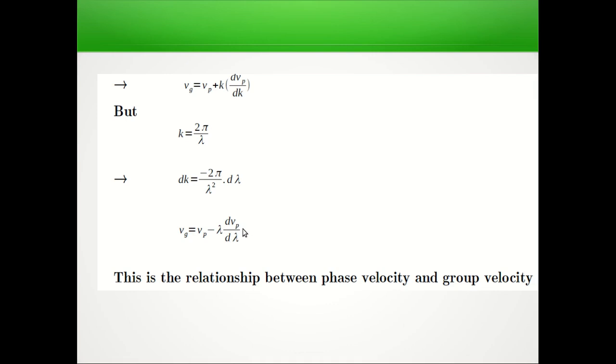So, this term indicates the variation in phase velocity with respect to wavelength. What if there is no variation of phase velocity with respect to wavelength? If there is no variation of Vp with respect to lambda, then this term will become 0, and we will get group velocity equals to phase velocity.